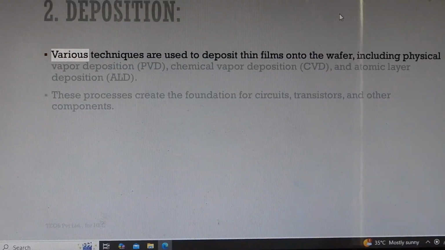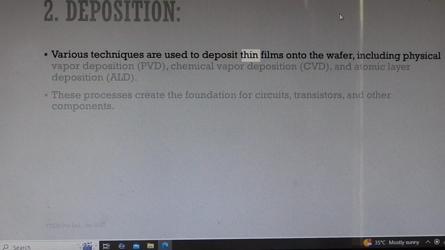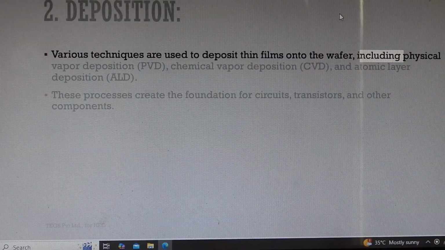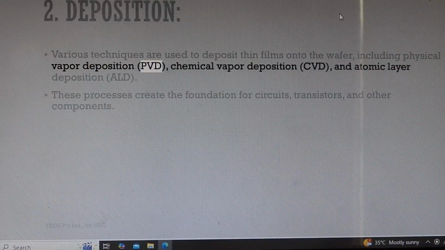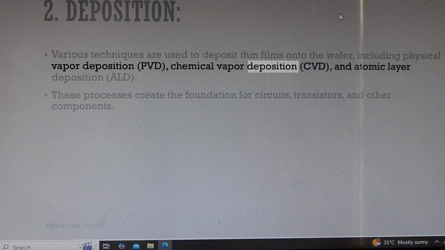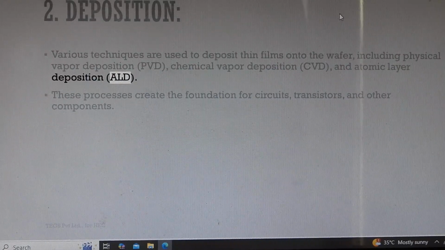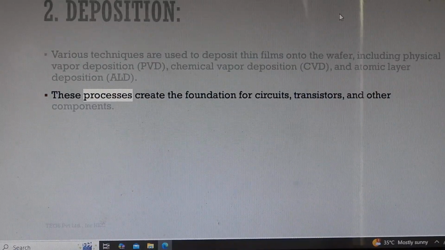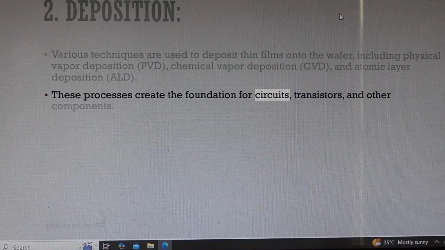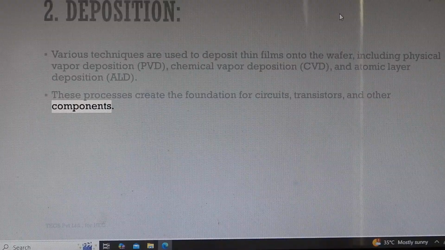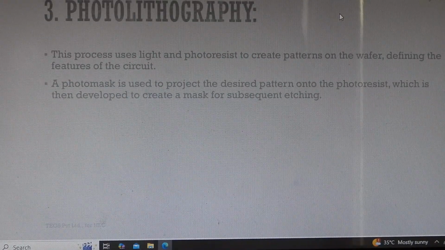Various techniques are used to deposit thin films onto the wafer, including physical vapor deposition (PVD), chemical vapor deposition (CVD), and atomic layer deposition (ALD). These processes create the foundation for circuits, transistors, and other components. 3. Photolithography.